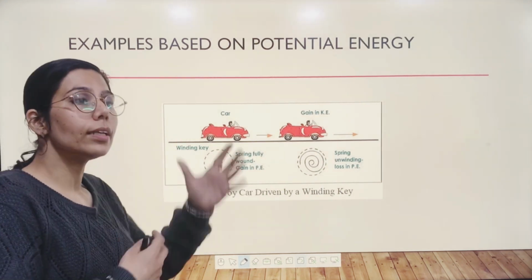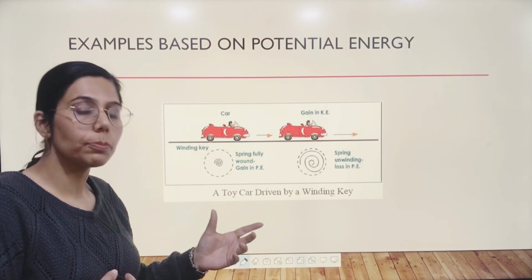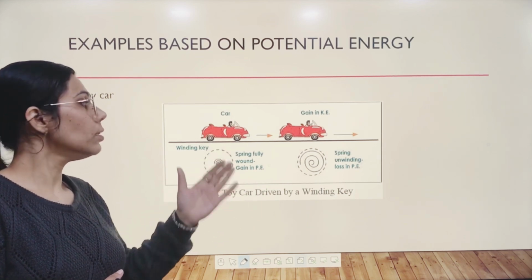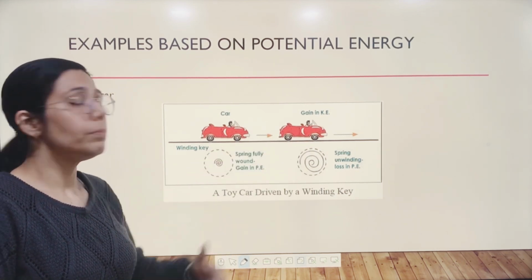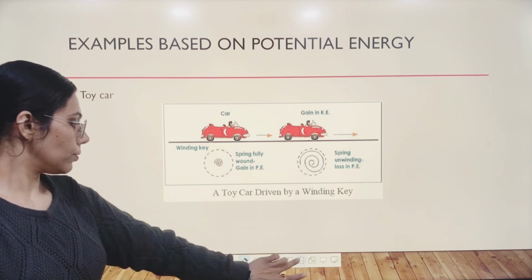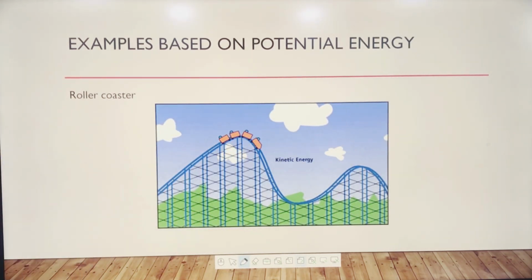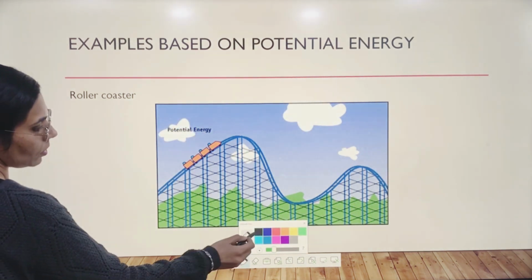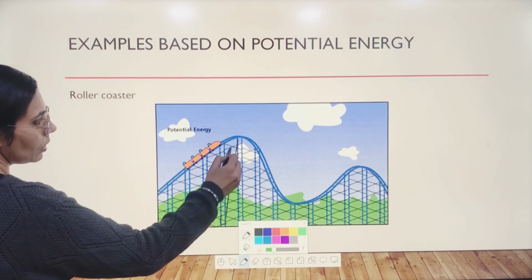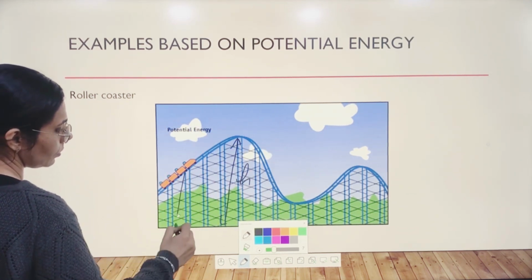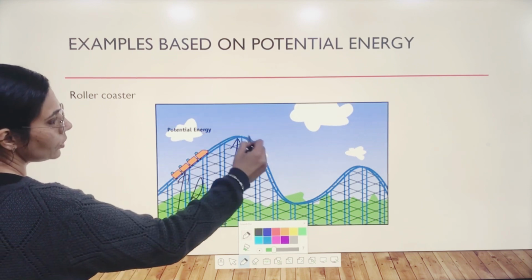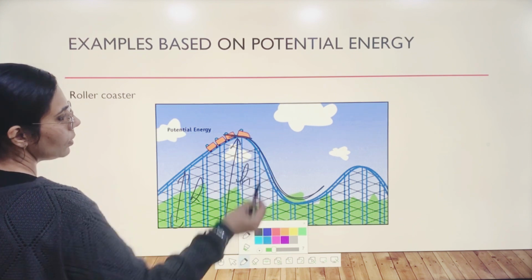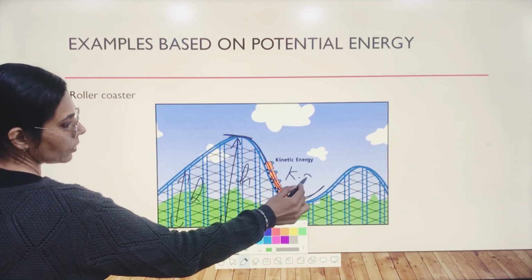So the toy car stores energy by virtue of its position, that is the potential energy, and whenever it is in motion, it gains kinetic energy. Here also, by virtue of its height, now it is at some height here, the object will possess potential energy. And as soon as it moves from here, the energy comes in the form of kinetic energy over here.